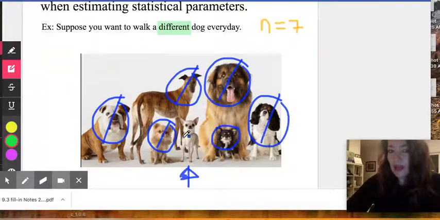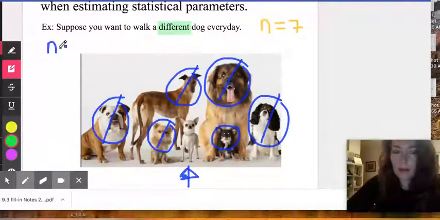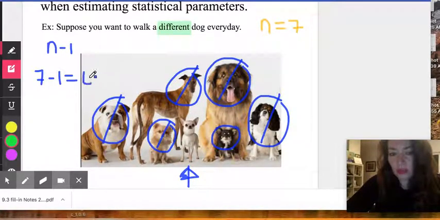So when we say degrees of freedom, we always define it as n minus 1. In this case, our sample size is 7, so 7 minus 1 would be 6. So our degrees of freedom, also written as df, in this case, is equal to 6.